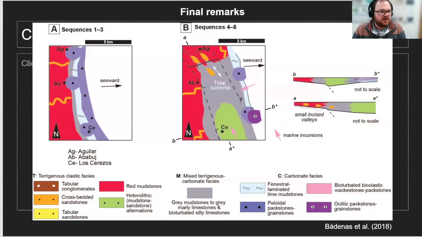So final remarks. There are two paleogeographic maps of the main sedimentary sub-environments of the Gulf subbasin for sequences 1 to 3 and 4 to 8. And this allows you to see the changes in the area through time. The tidal influence is recorded in fluvial channels and tidal bars. There's wave storm action indicated by sand dominance in the tide-influenced channels and tidal bars, and storm-related sedimentary structures.